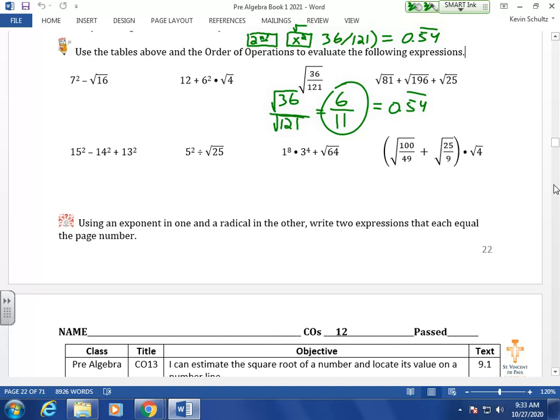Pick another one. Not the last one yet that you want to do together. Another one of the remaining 7. Here's the second to last one: 1 to the 8th times 3 to the 4th plus the root of 64.